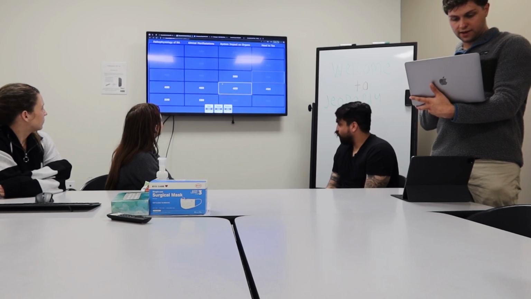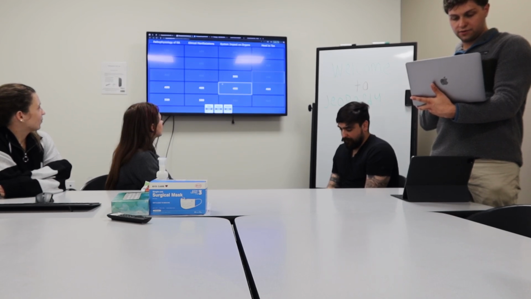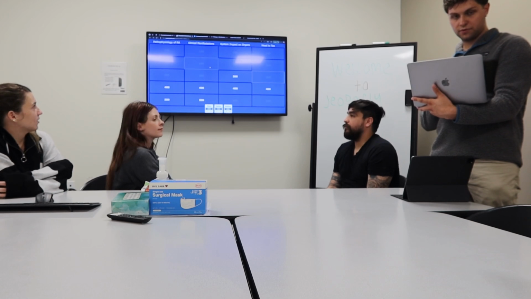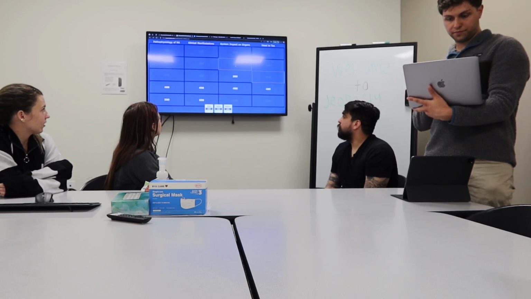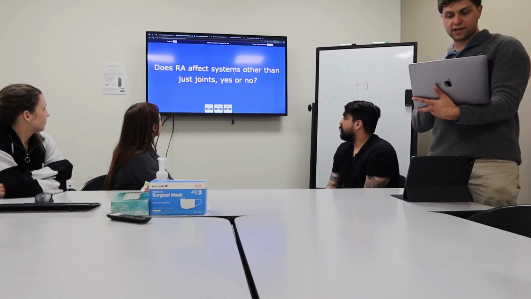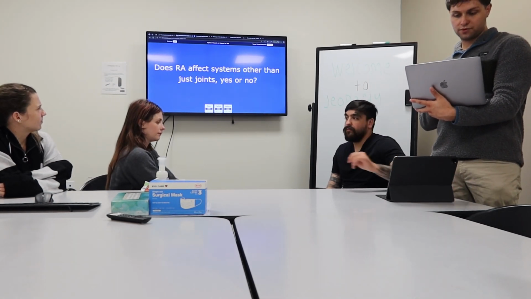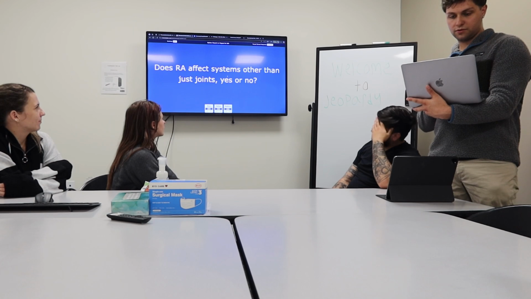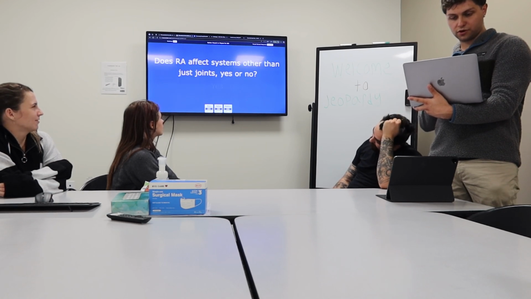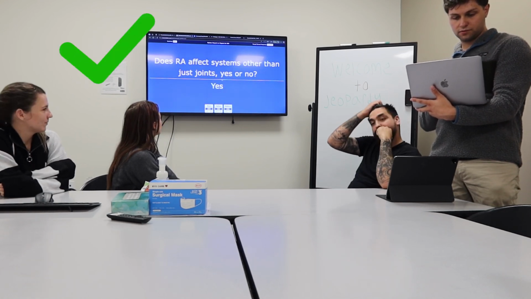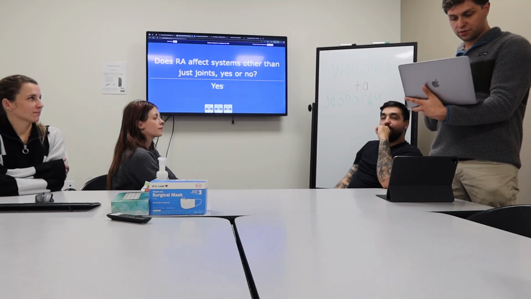Okay, and then Valerie, your turn. System impact for 300. Does RA affect systems other than just the joints? Yes or no? Yes. Correct. It can also affect other places too.